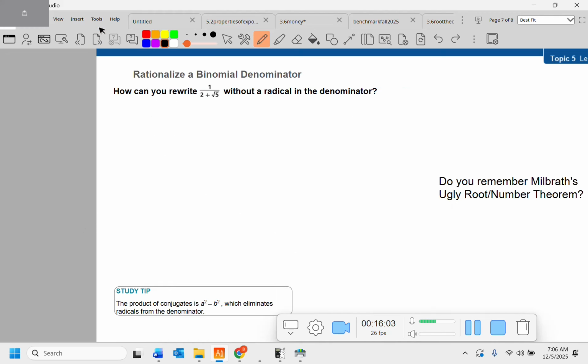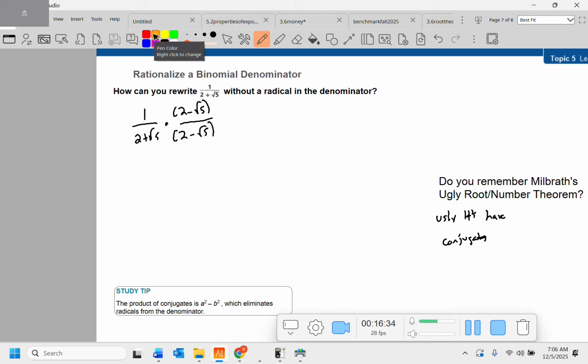Here's the fun part. How can you rewrite 1 over 2 plus root 5 without a radical in the denominator? So the question is, do you remember Milbrath's ugly root number theorem? It says that ugly numbers have conjugates. And it turns out that if you multiply two conjugates together, which we've done in this class before, a lot of stuff cancels out. And that's what we're going to do. The conjugate of 2 plus root 5 is 2 minus root 5. Now this one's super easy. Up top, it's just the distributive property. 1 times anything is the anything. So we get 2 minus root 5.